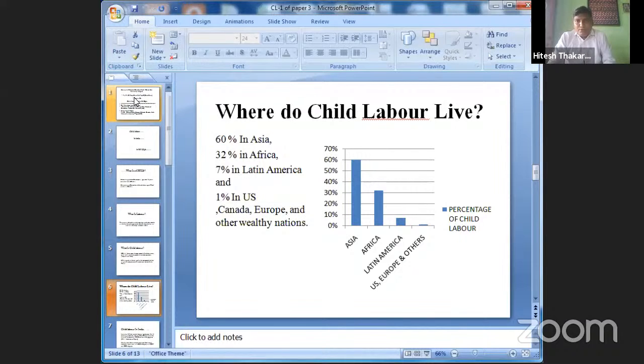Where does child labor live? In the world, 60% of child labor is in Asia, 32% in Africa, 7% in Latin America, and 1% in the US, Canada, Europe, and other wealthy nations.